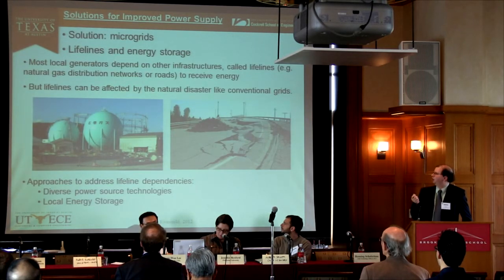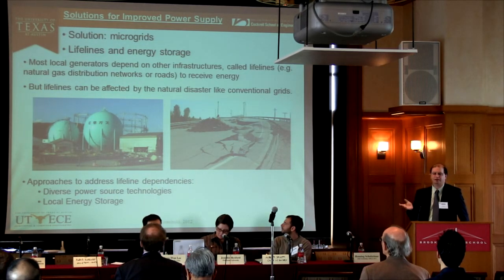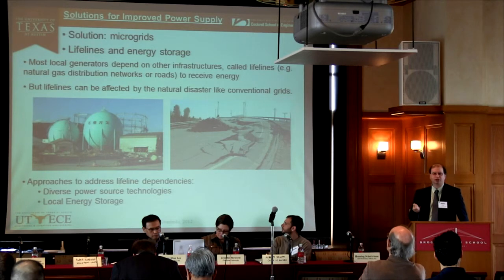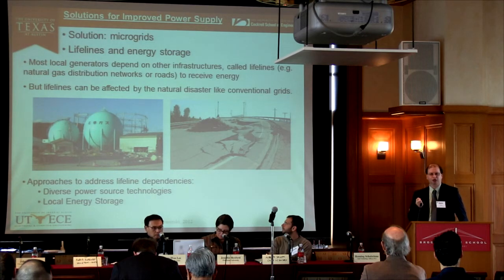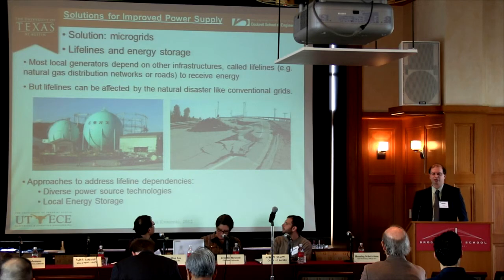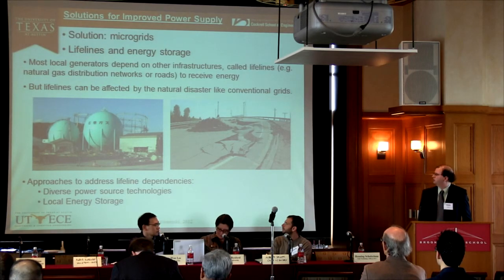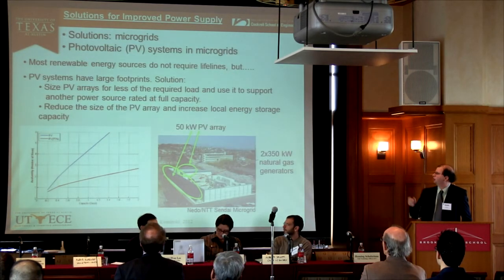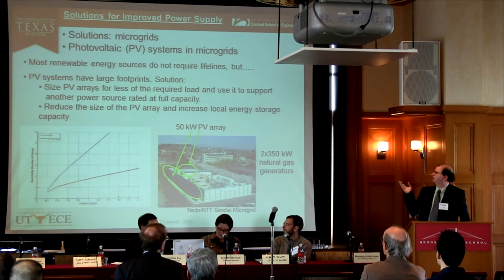The problem with having local power sources is that some of them require other infrastructures, natural gas, roads, and they might be affected too. Anytime you have any dependency on something, if you want to overcome that dependency, you may use local storage. If you have a dependency on data, you wouldn't put that data on the cloud. You would store that data locally on site. So if you have dependency of power, you will store energy locally. So that's one solution. The other solution is diversifying power sources or using renewable energy sources like photovoltaics.